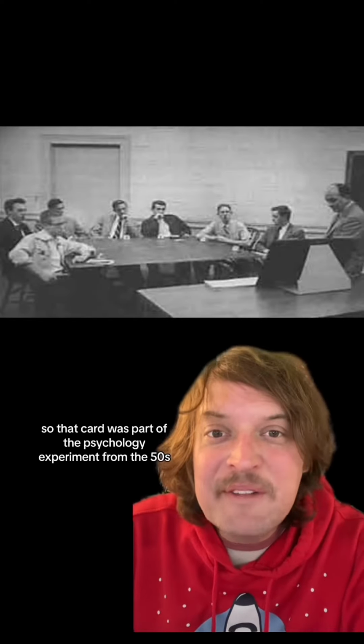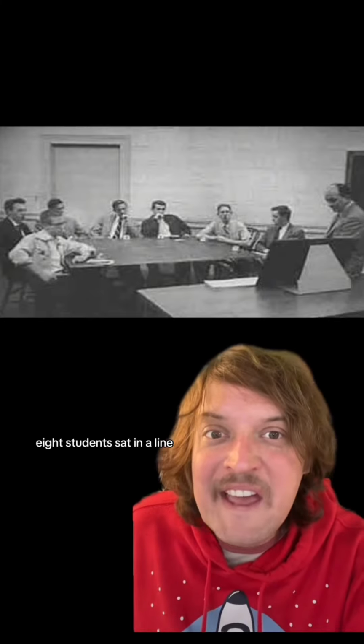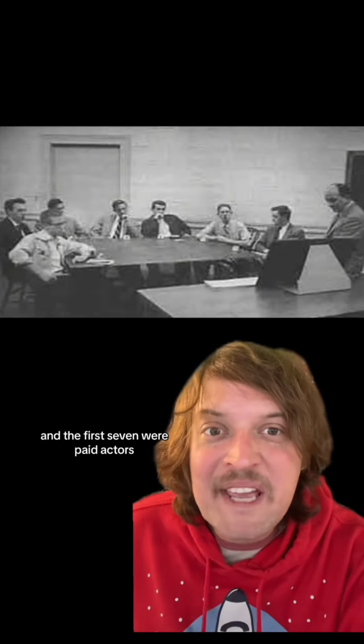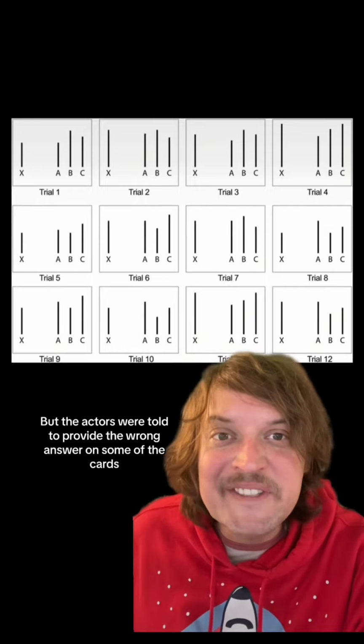So that card was part of a psychology experiment from the 50s called the Asch conformity experiment. In the experiments, 8 students sat in a line, and the first 7 were paid actors that were told how to answer on the set of cards. The actors answered unanimously, one by one, and the real subject of the experiment was positioned last so that they would have to answer after all the actors. But the actors were told to provide the wrong answer on some of the cards.